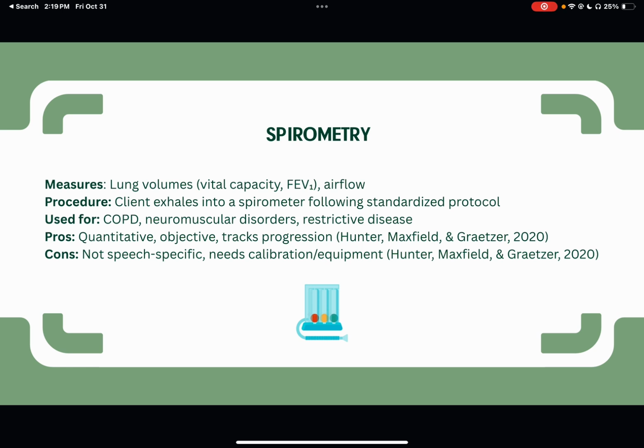However, in the study by Hunter, Maxfield, and Graetzer, I believe, spirometry results were linked to how effectively teachers use their breath when speaking, showing that pulmonary function directly affects voice endurance and fatigue. So even though it's a medical test, spirometry can really be valuable for speech language pathologists to understand overall respiratory health.